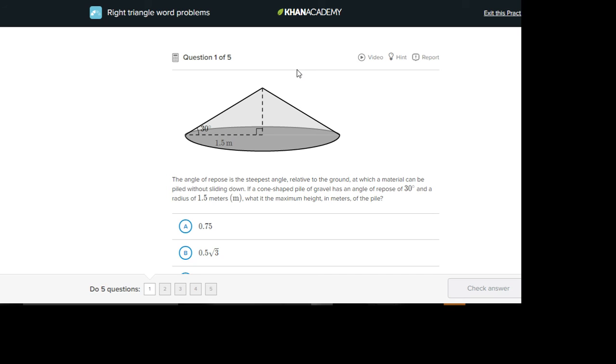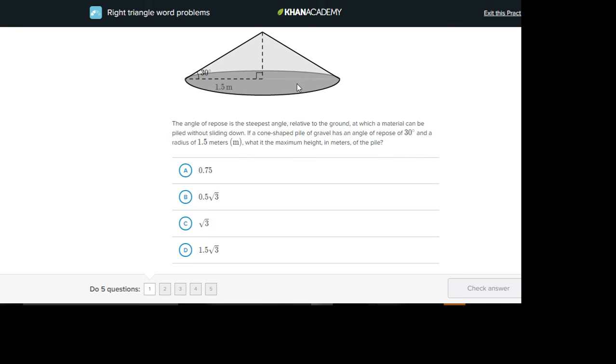Another special triangle. You shouldn't have to use trig or the Pythagorean theorem. What triangle do you have there? Right. What kind of right triangle? 30, 60, 90. Mm-hmm. So how are you going to find the other side? There was a rule. Hold on. There was a pattern.